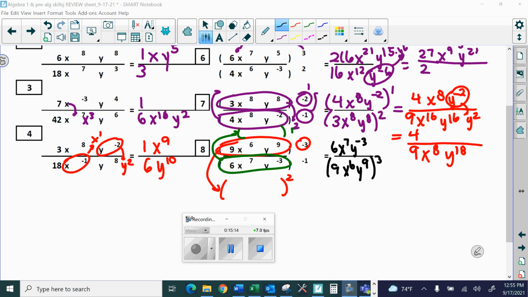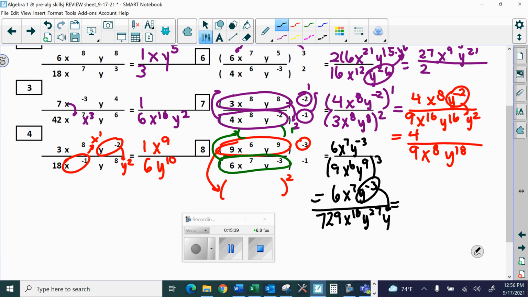Okay, now I need to distribute that exponent of 3 through everything. So the numerator stays the same. I have to distribute the 3. 9 cubed is 729. X to the 6th cubed, power to power, you multiply, so 18. And 9 times 3 is 27. Now again, since I have a y to the negative 3, I can drop that down, make it positive 3 down here now. Much easier to deal with.